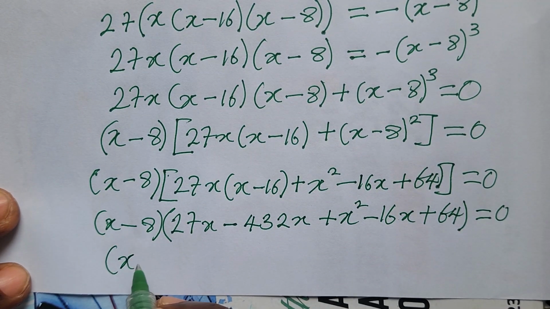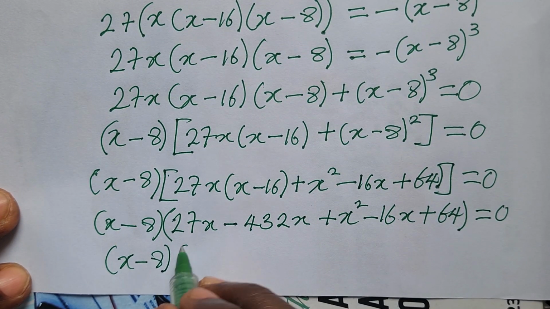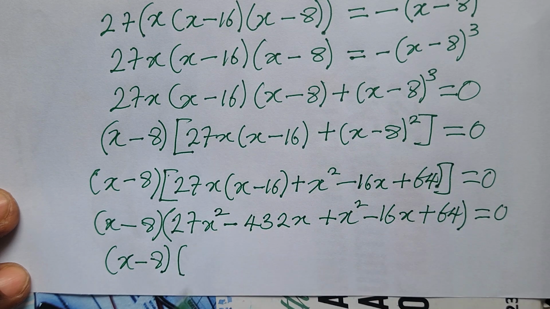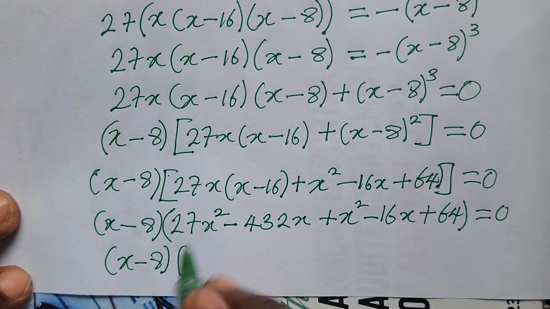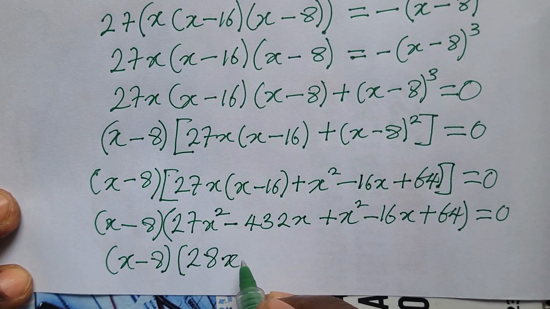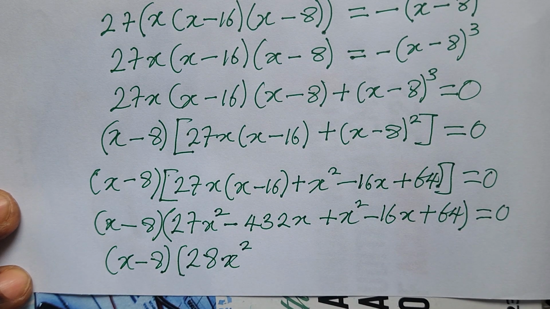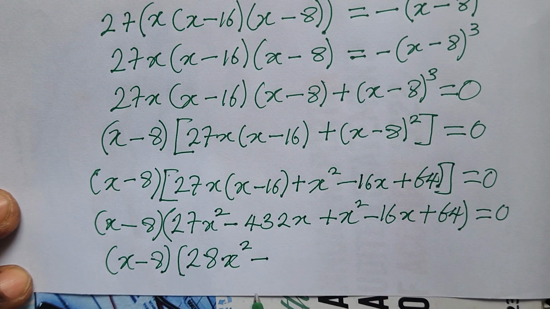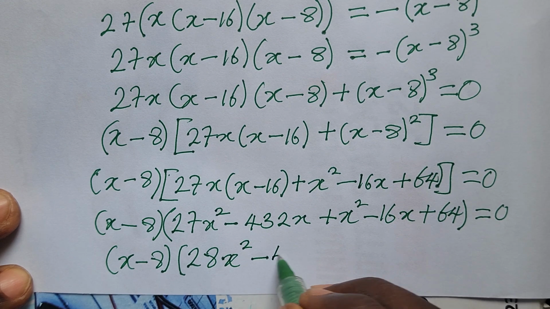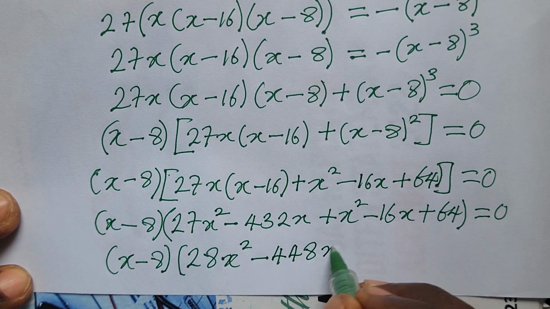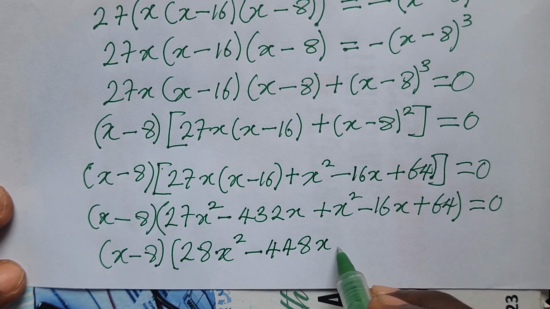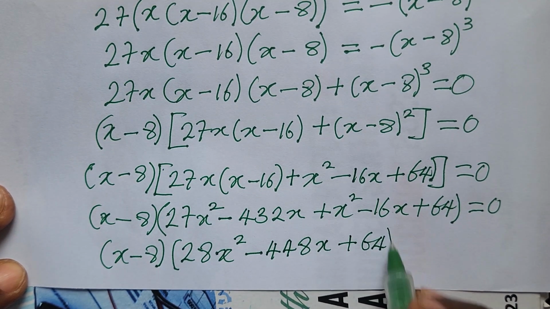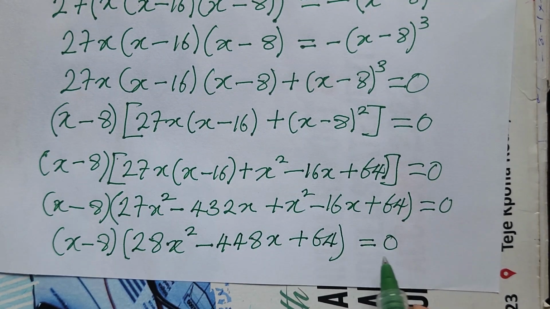Now we have (x minus 8), bracket. Sorry, here is our square, please. So we can add this and this together to give us 28x to the power of 2. Then we have here 432x, then minus 16x, that will give us 448x, plus our 64, close bracket, is equal to 0.